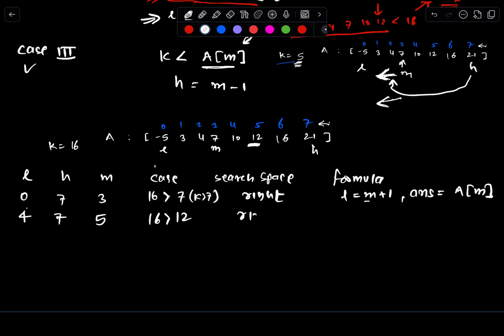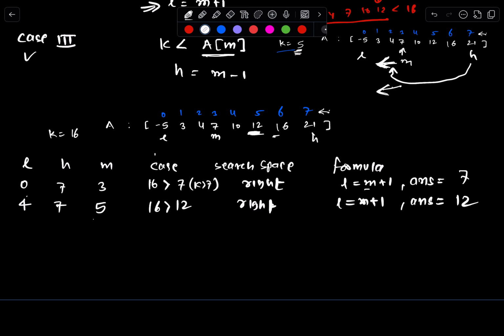So again, we have to search right. And this time also, L should be increased to M plus 1. L should come here. And my answer is updated once again to A of M. Here my answer was, what was my answer? 7. And now my answer will be, where was my M at fifth place? 12.